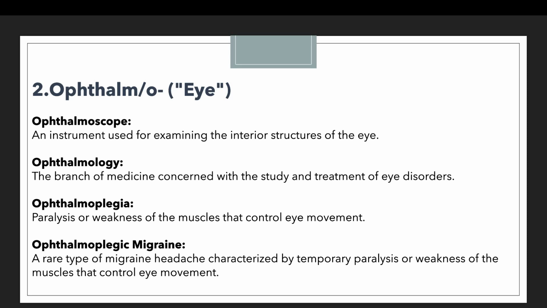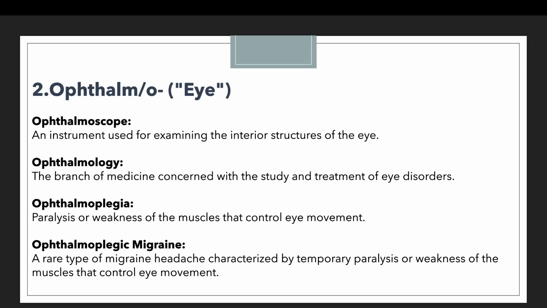Then we have ophthalmology. Now, what is ophthalmology? It is the branch of medicine concerned with the study and treatment of eye disorders. So the study where we are learning about the treatment of eye disorders and all, in that case we can utilize the terminology ophthalmology. Okay. Apart from this, we have another example which is ophthalmoplegia.